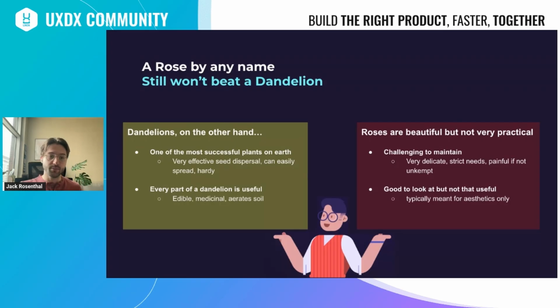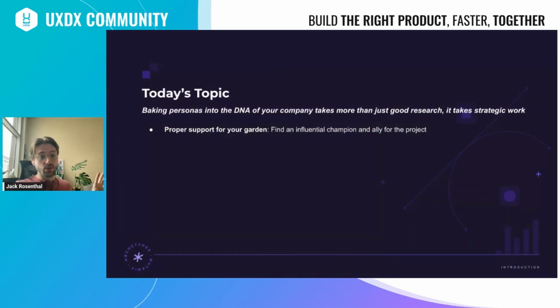So you want to have an impact for the things that you're doing, and you want it to be not only varied in where it's showing up, but also in how it can have an impact. But it needs to be clear as we go through, which I'll be talking through today. So today's topic is baking personas into the DNA of your company. And it takes more than just the good research that I know you all are capable of doing. It takes the strategic work to make sure that it's accepted, adopted, and internalized effectively.